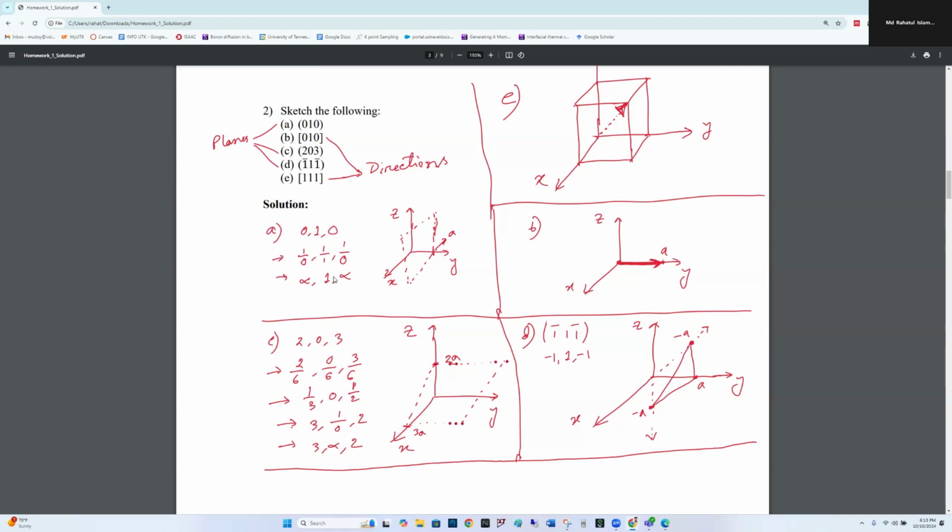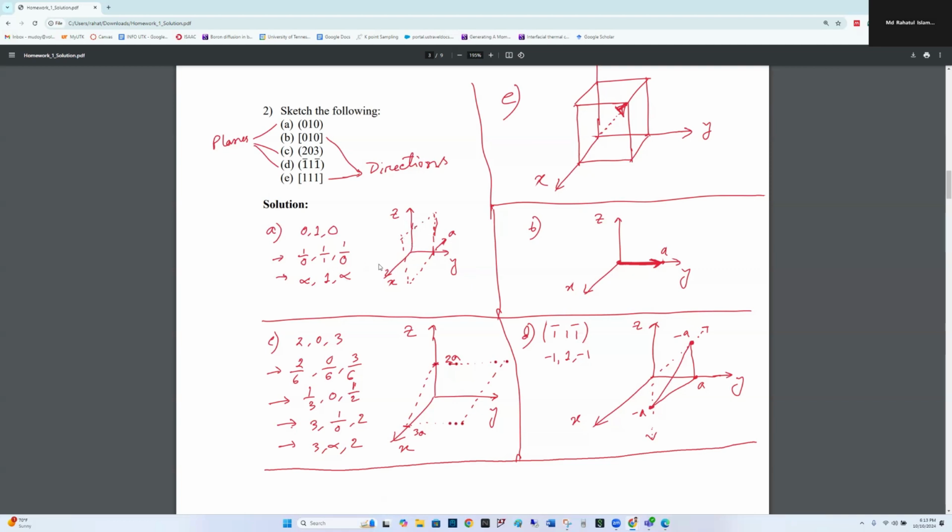And then one is y, so y is equal to 1. The plane will intercept the y-axis at 1. The unit is a, so that's why it's written a here. So it will intercept at y equal to 1a. And as you can see, the third one is also infinity. The plane will run parallel with the z-axis, and it will not intercept the axis. So that's how you will draw it.